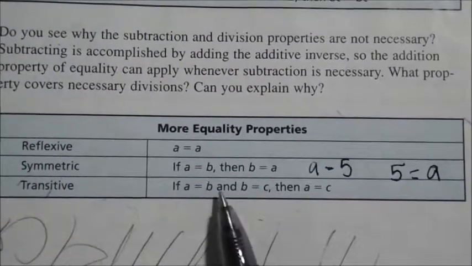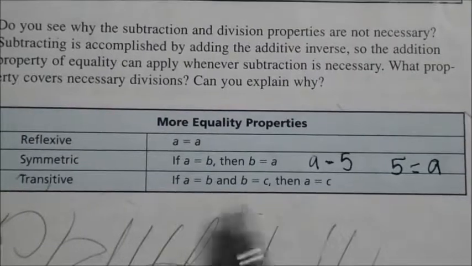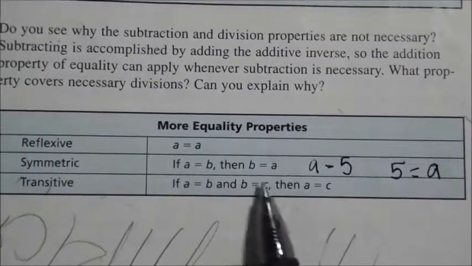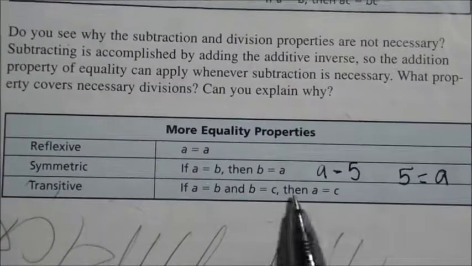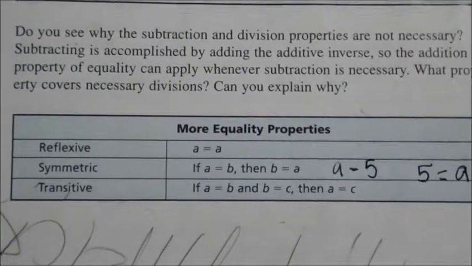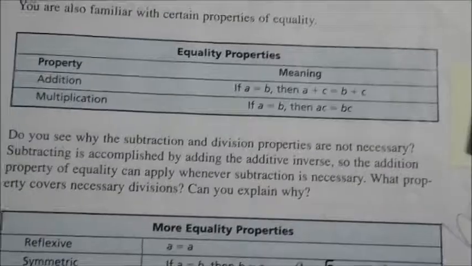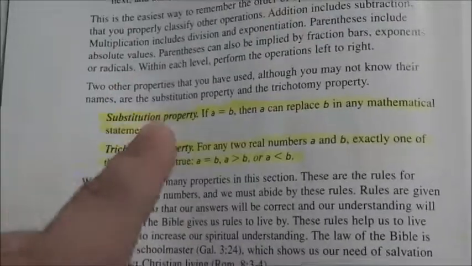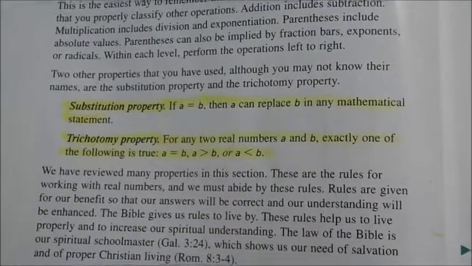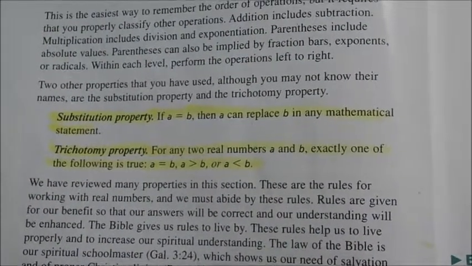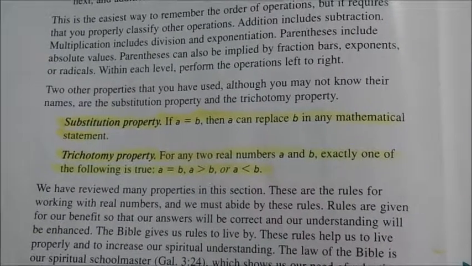Over here you have if A equals B, and then B equals C, then A is going to equal C. And you can just see it's a little chain here. And we're going to use that a ton. There's also another property on the next page. Two of them. Okay, the substitution property. If A equals B, then A can replace B in any mathematical statement.